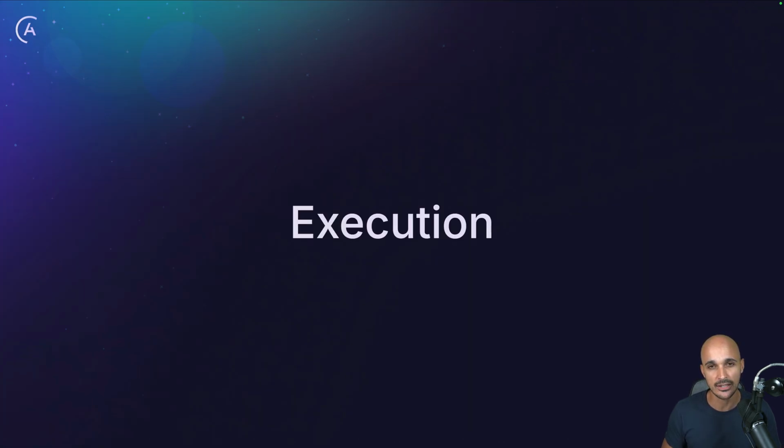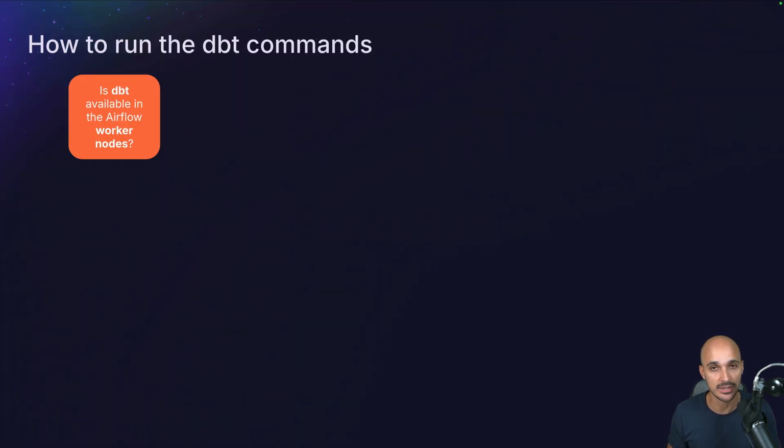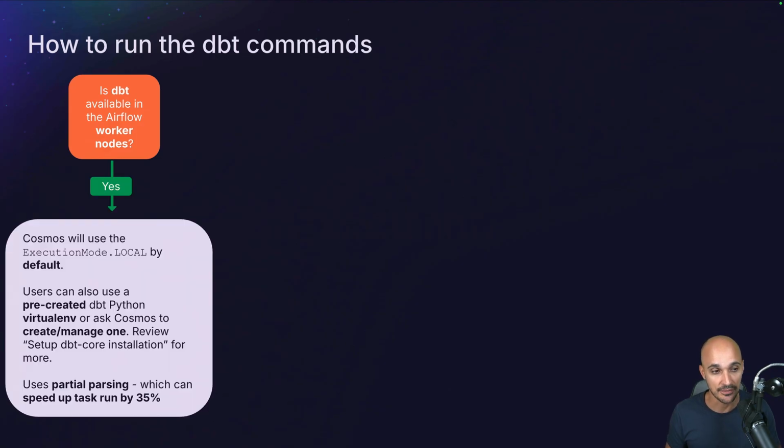Now it is time to look at a very crucial part, which is the execution of your dbt nodes. So, how to run the dbt commands? The first question that you should ask yourself is, is dbt available in the Airflow worker nodes? The worker nodes that run the Airflow tasks, and so your dbt nodes. If yes, well, Cosmos will use the execution mode local by default, which is pretty fast, and users can also use a pre-created dbt Python virtual environment or ask Cosmos to create and manage one. Keep in mind that if you use partial parsing, that can speed up task run by 35%.